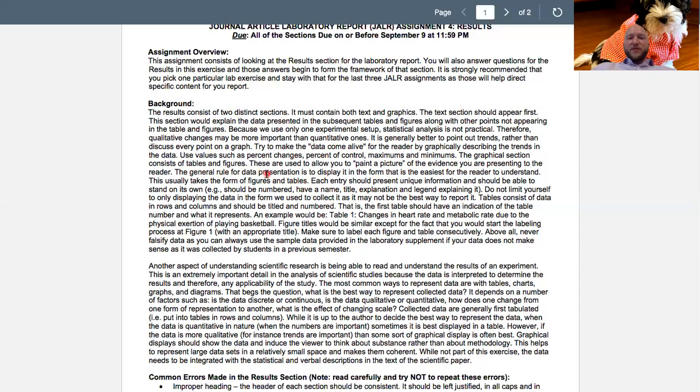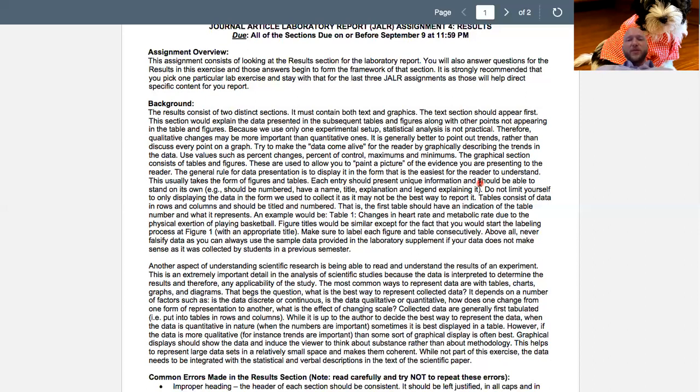Tables and figures. These are used to allow you to paint a picture of the evidence you are presenting to the reader. The general rule for data presentation is to display it in the form that is easiest for the reader to understand. It's going to be different for different people in different experiments. Some experiments, you could use a few different types of graphs and it still displays the data well. But some experiments, pie charts are going to work great. Some experiments, pie charts are not going to work great. For some experiments, line graphs will work great. For other experiments, line graphs will not work at all.